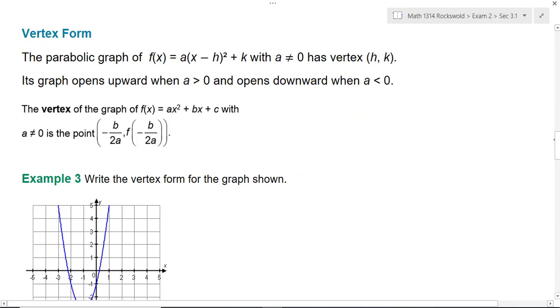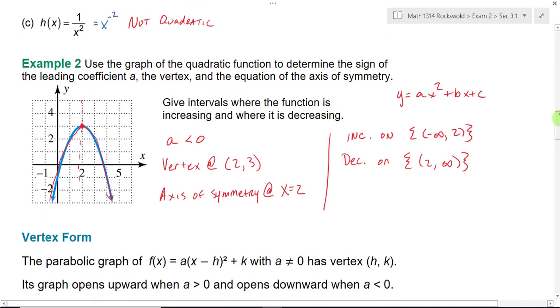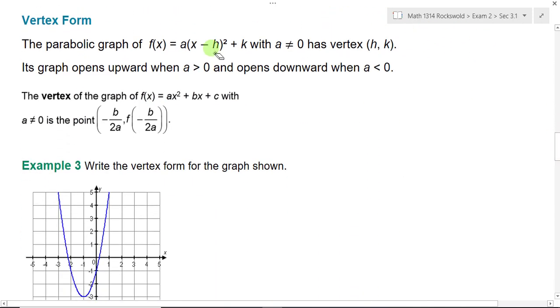There's two forms of the quadratic function. The first form I've given you is the general form, and that's the one that looks like this. This is the general form. In the vertex form, you can quickly identify where the vertex is. The parabolic graph of f of x equals a times (x minus h) squared plus k, where a is not 0, has a vertex at (h, k). This negative here is part of the formula. This is called the vertex form. Our x value is going to be the opposite of whatever this is right here, so it's just going to be h and then k.